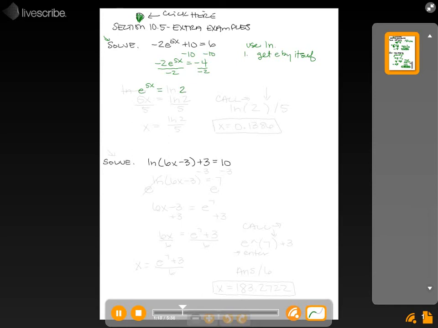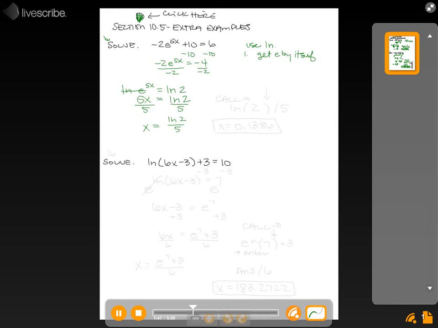At this point, we're going to do the opposite of what's there. We have an e, so we're going to use natural log to solve it. We put a natural log on both sides. We take the natural log of the left and the right. When the natural log and the e are next to each other, they just cancel each other out. So we have 5x equals natural log of 2. Now we're going to divide both sides by 5. We end up getting x equals the natural log of 2 divided by 5.